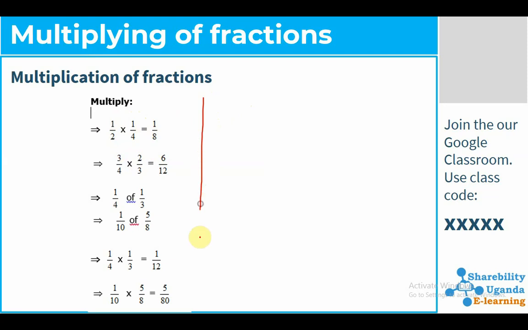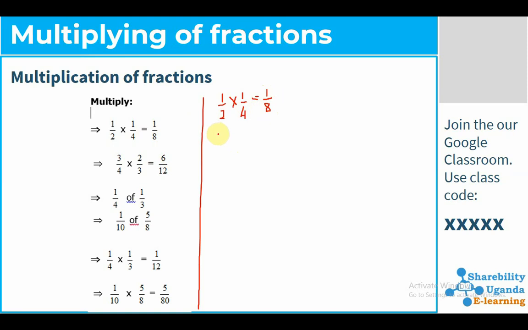For example, here we have been given 1 out of 2 times 1 out of 4. You multiply the denominators, and you also multiply the numerators. So our answer is, what is 1 times 1? Our answer is going to be 1, divided by, what is 2 times 4? Our answer is going to be 8. So this is the answer that they got.